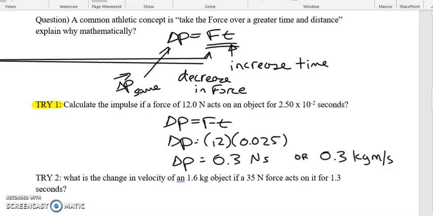So the product again of force and time gets you the change in momentum, or the impulse. You multiply both those numbers and you're going to get 0.3 newton seconds or 0.3 kilogram meters per second. Either one is acceptable. You've got another question to try. If you've got any questions, please raise your hand and let the teacher know. Give this one a try, and we'll go from there.